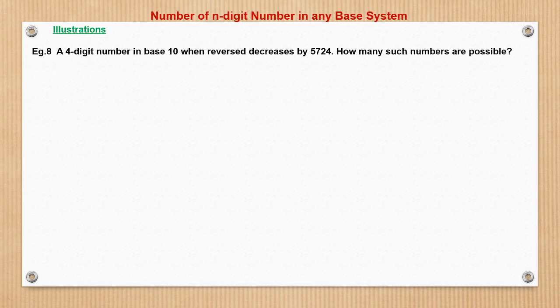Now, let us see this question. A 4-digit number in base 10, when reversed, decreases by 5724. How many such numbers are possible? Good question this is. Let the number be ABCD, a 4-digit number in base 10.